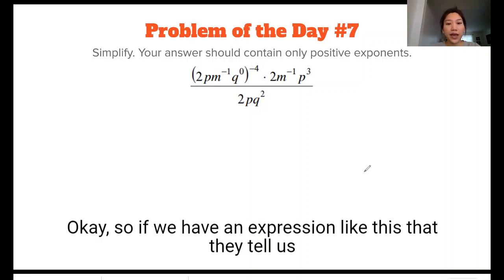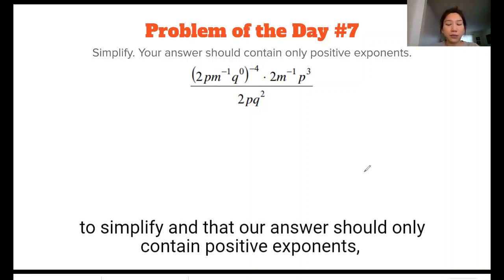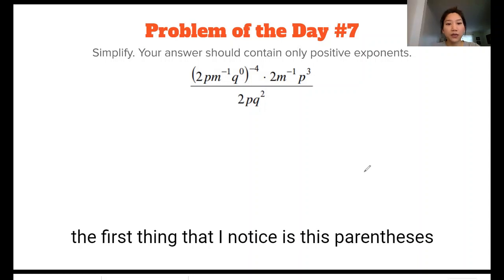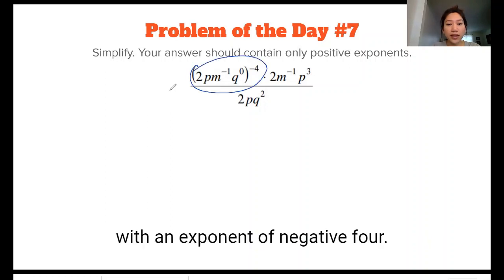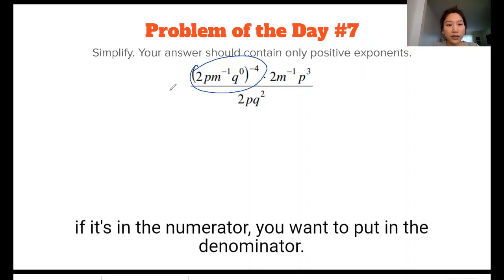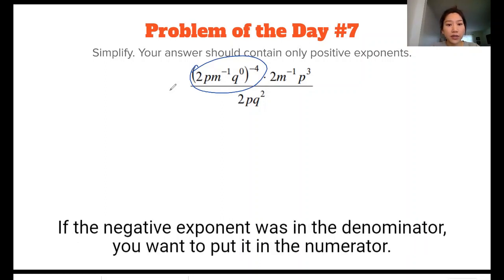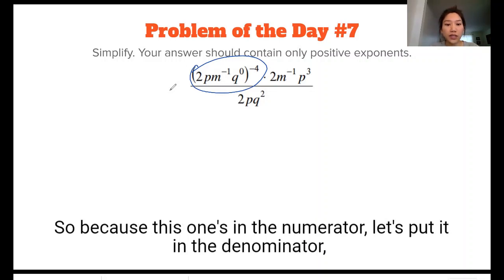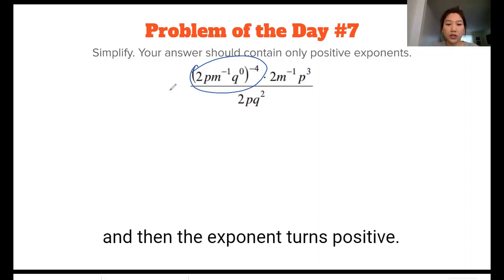Okay, so if we have an expression like this that they tell us to simplify and that our answer should only contain positive exponents, the first thing that I notice is this parentheses with an exponent of -4. Now remember, a negative exponent means that if it's in the numerator, you want to put it in the denominator. If the negative exponent was in the denominator, you want to put it in the numerator. So because this one's in the numerator, let's put it in the denominator, and then the exponent turns positive.